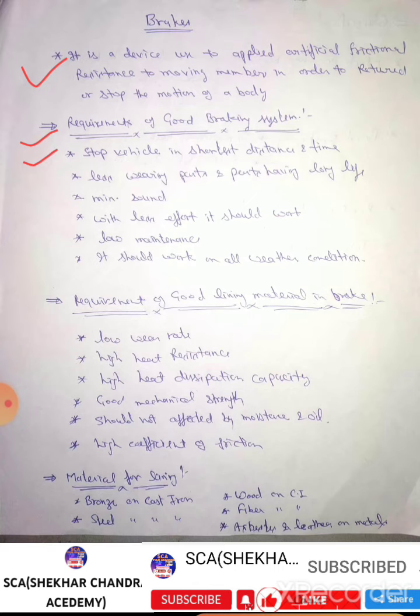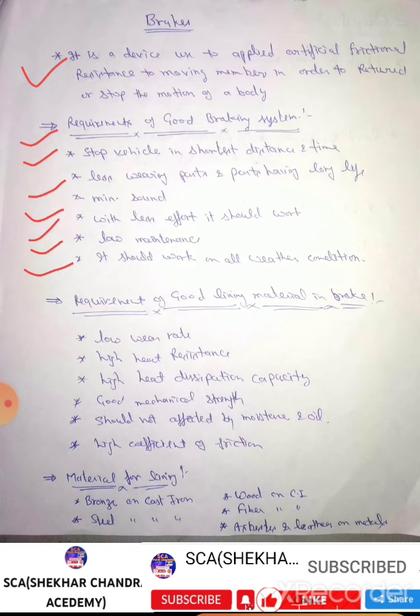A good braking system has fewer bearing parts and parts having long life. Third, a good braking system develops minimum sound when we apply the brakes. The next is that a good braking system works with less effort, that means when we apply a minimum load, it should work. Next, the braking system has low maintenance cost. And the last one is that the braking system should work in all weather conditions.